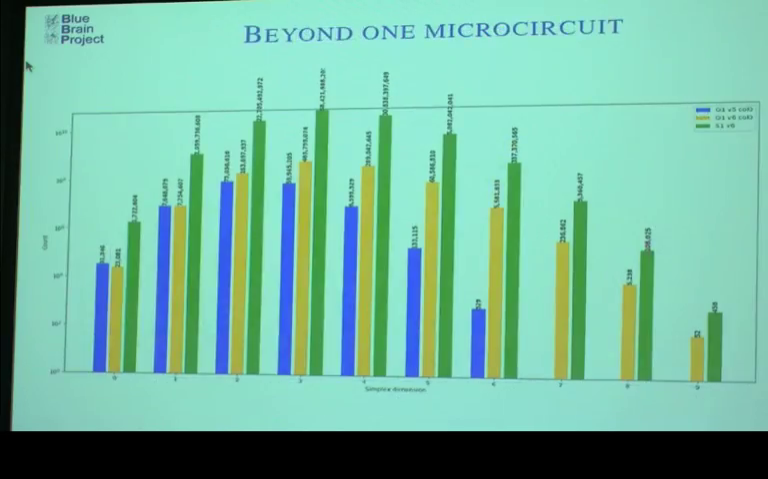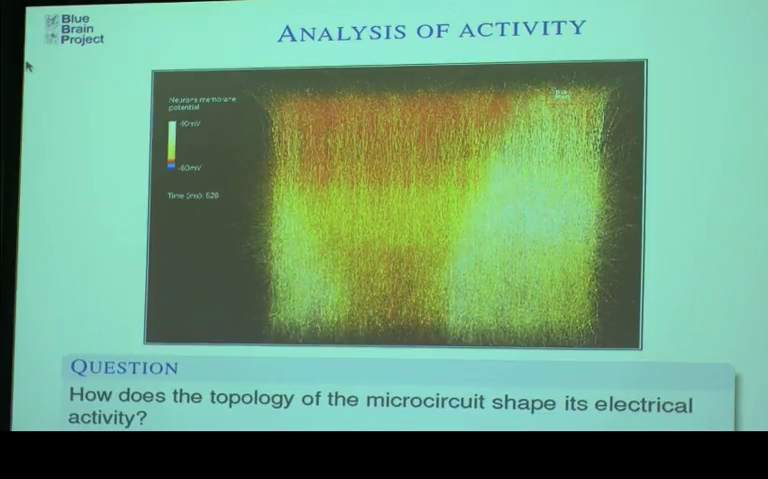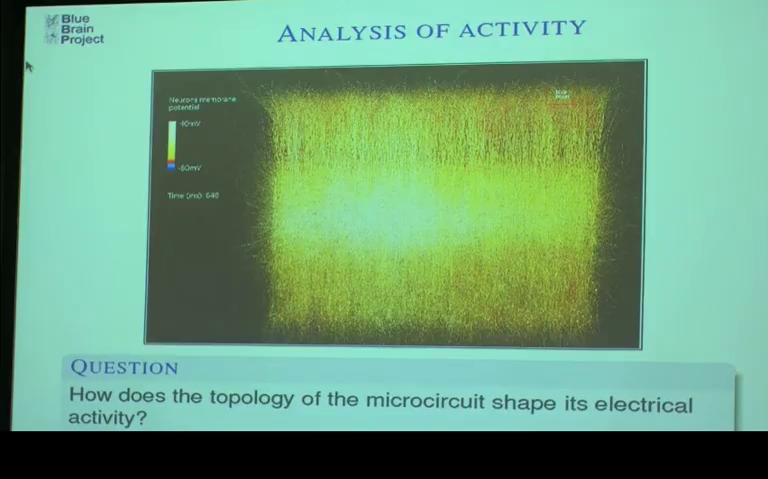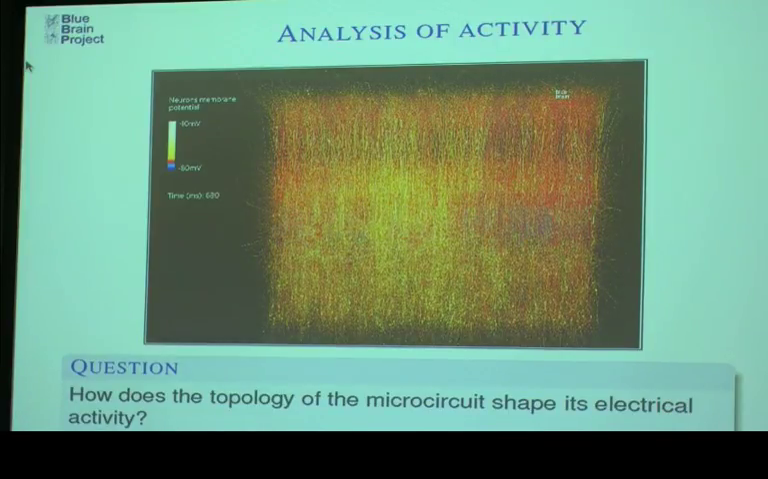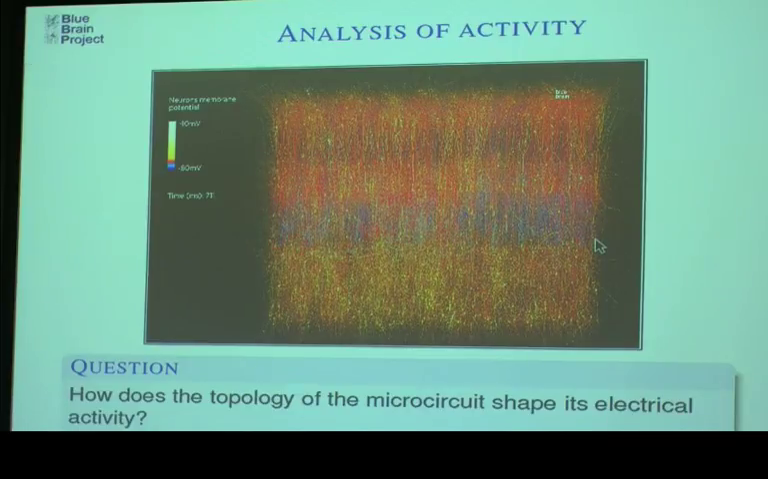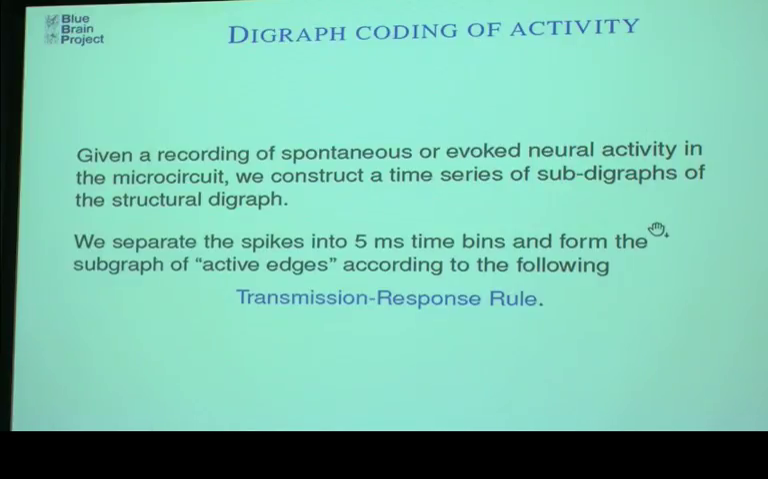You also get something like this for activity in the circuit. This is just a bunch of these together, and you see sort of this wave of activity. What you want to do is quantify how this activity is working. You can encode that sort of activity by making a time series of directed graphs, looking at each time bin.